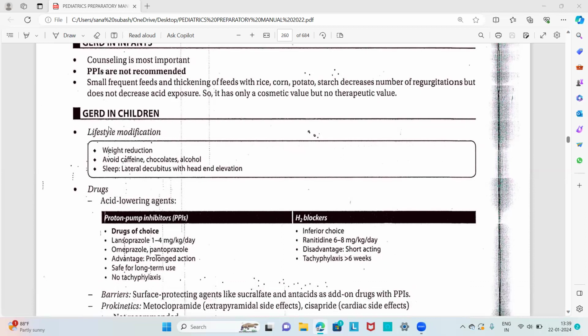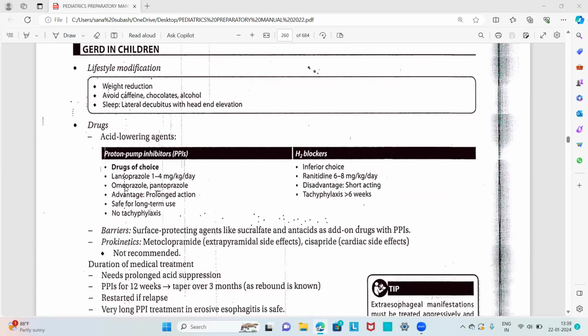But if GERD is happening in children, we have to advise lifestyle modification. In obese children, we advise weight reduction, avoid caffeine, chocolates, and alcohol, and advise the child to sleep in the lateral decubitus position with head elevation. These are the lifestyle modifications to be advised in children with GERD.